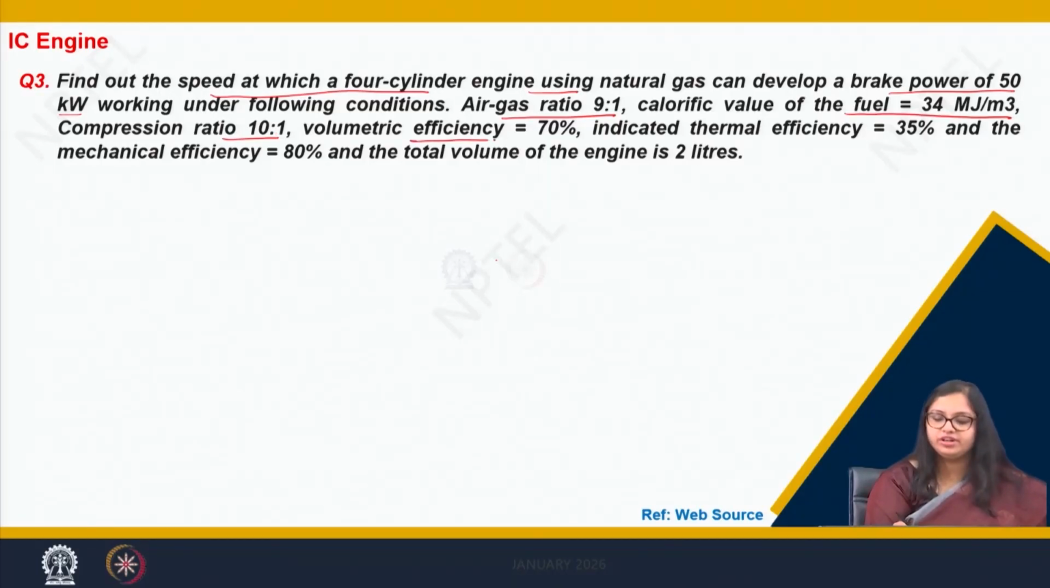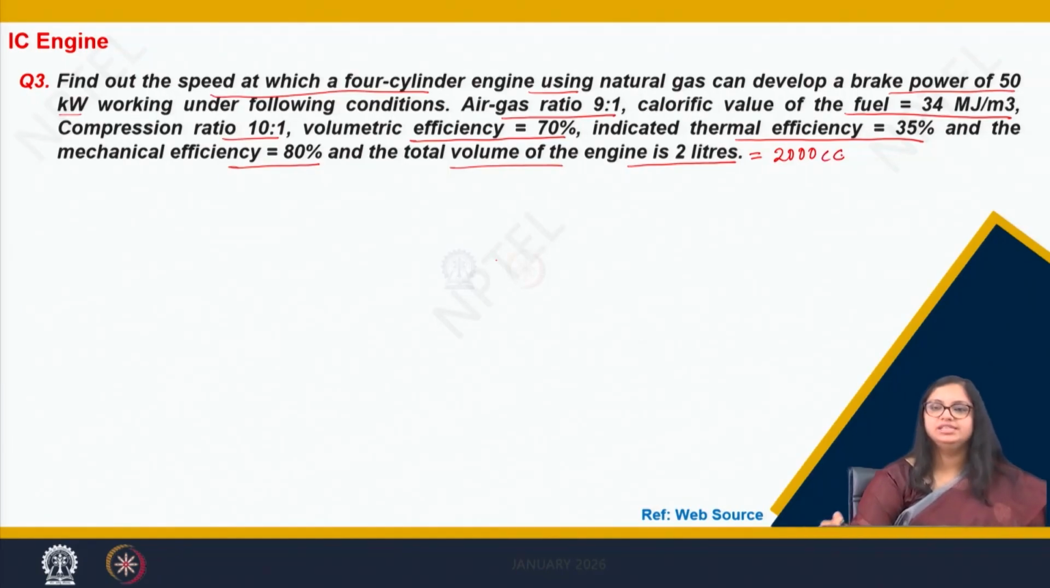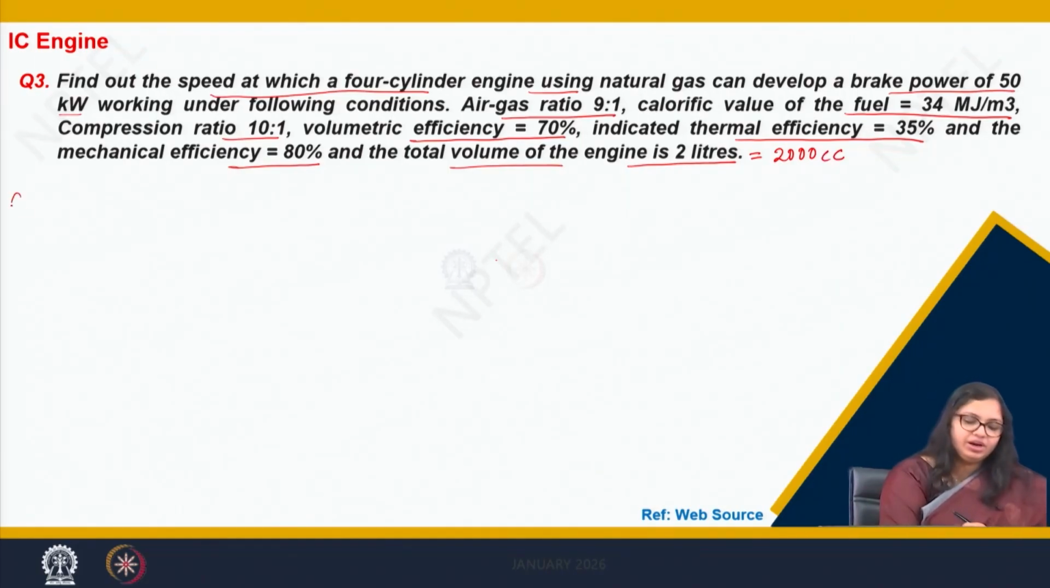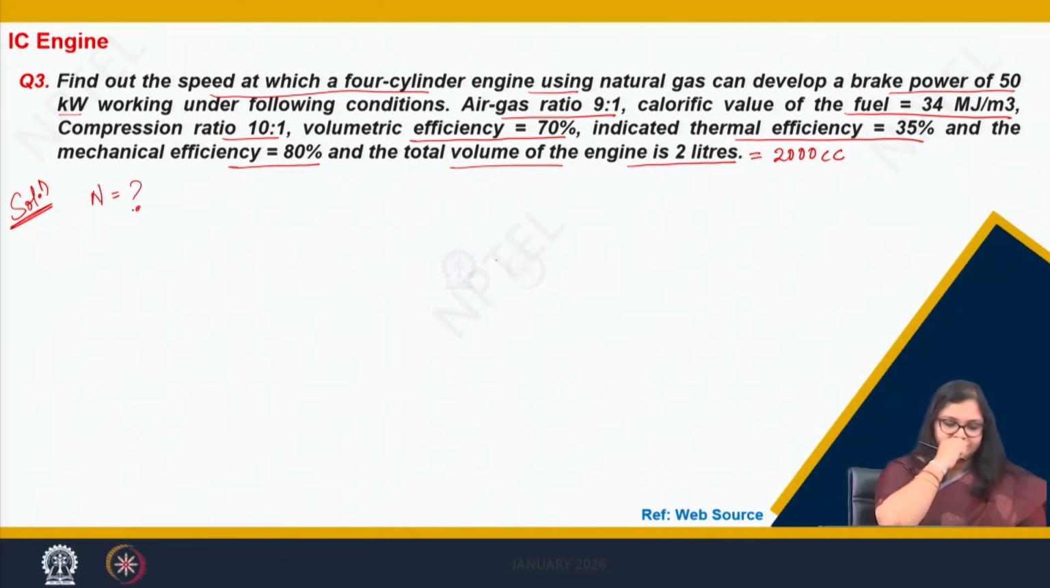The volumetric efficiency is given as 70%, the indicated thermal efficiency is given as 35%, the mechanical efficiency is given as 80%, and the total volume of the engine is given as 2 liters, which we can write as 2000 cc. Now, how do we go ahead with the solution? What do we have to find? We have to find the speed.